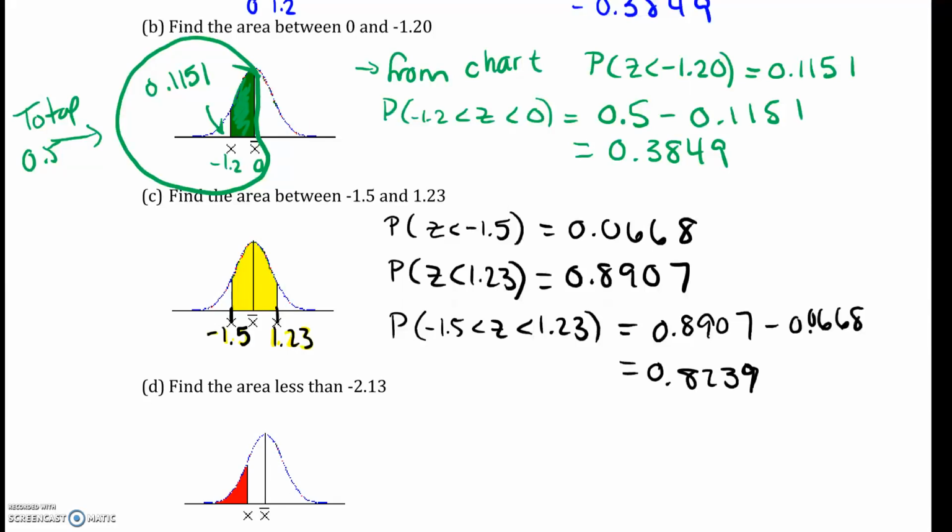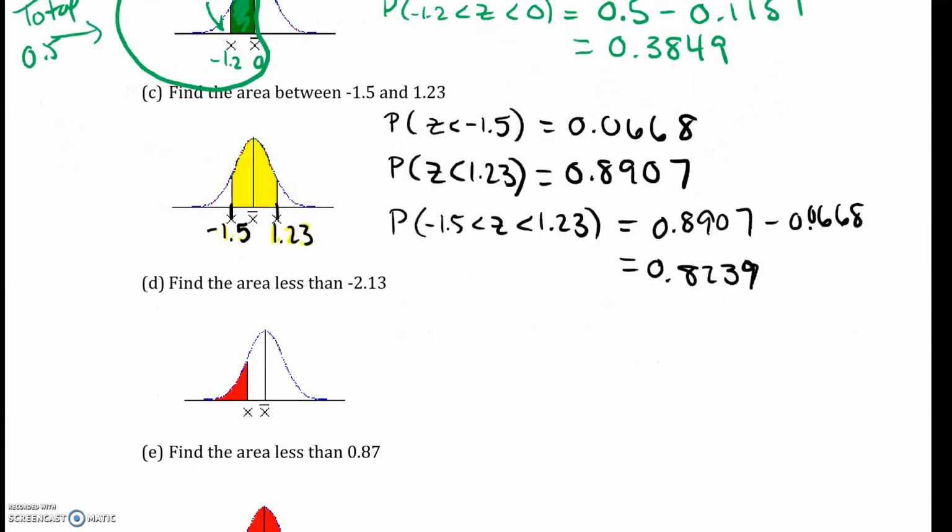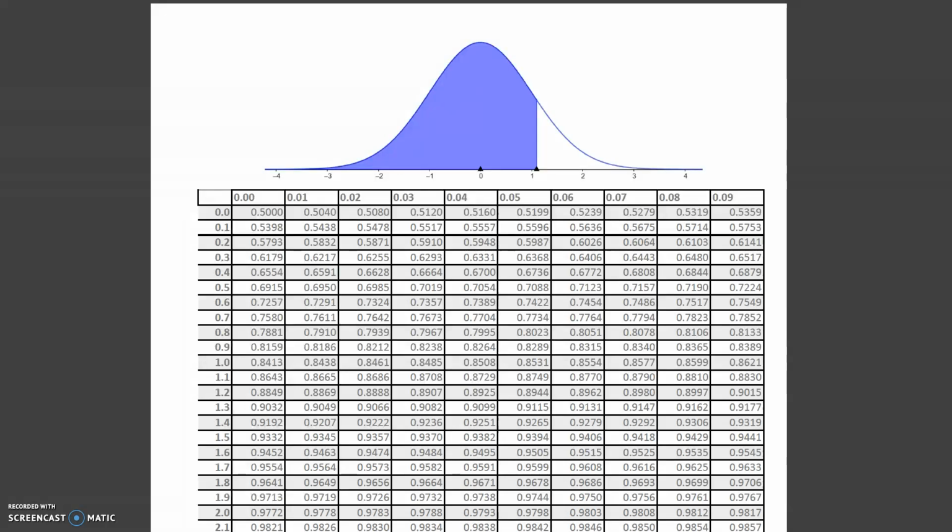Not all questions, though, require this work. It depends on what the question is we're being asked. If we want to find the area less than negative 2.13, or the probability that z is less than negative 2.13, because we're finding an area left of our z value, all we have to do is look up that z value on our chart. Negative 2.13.